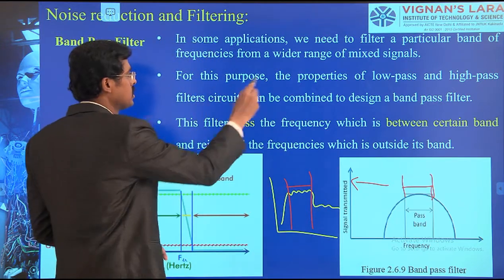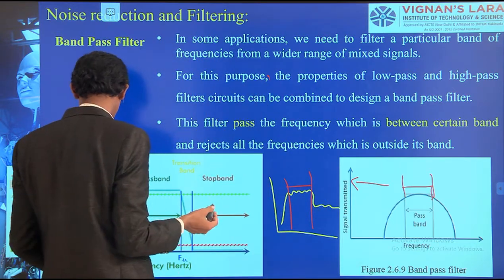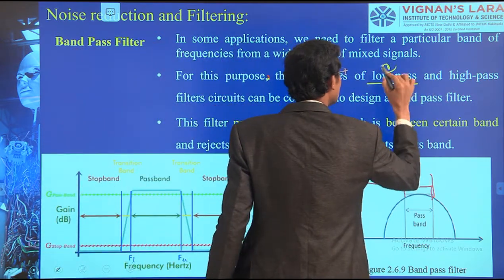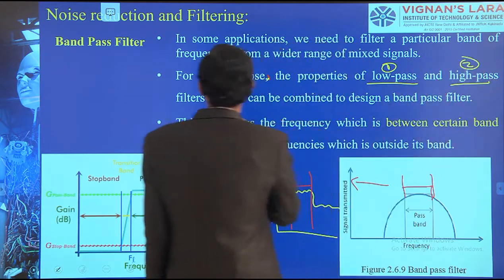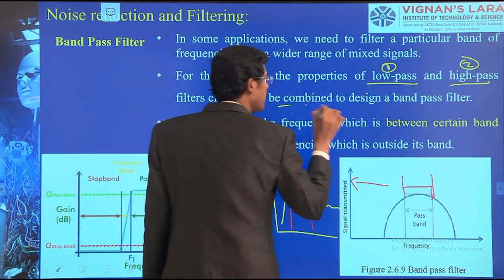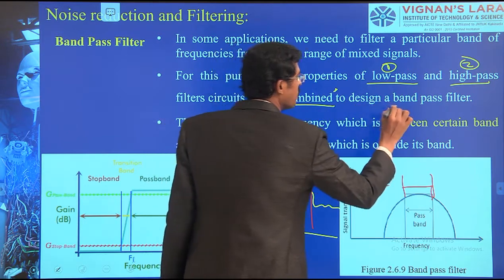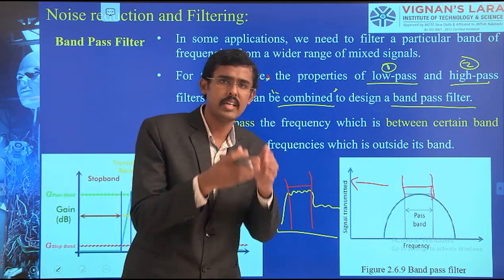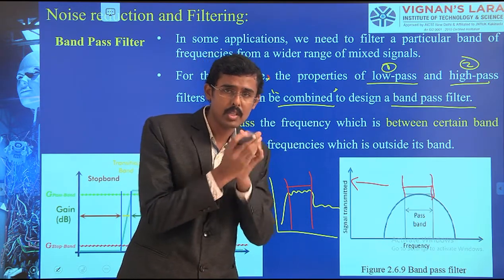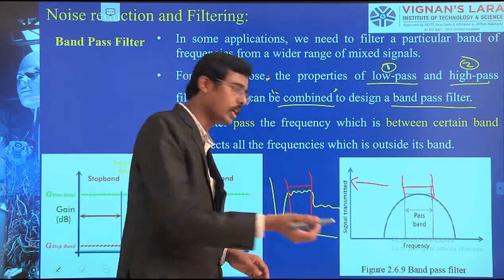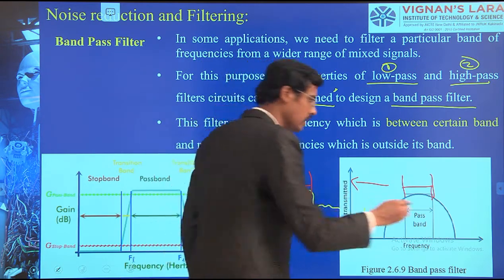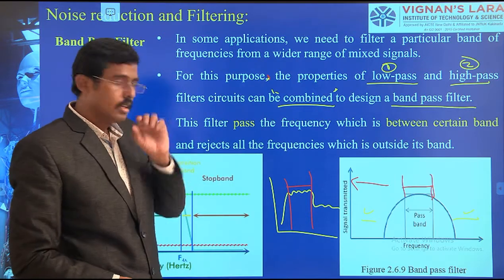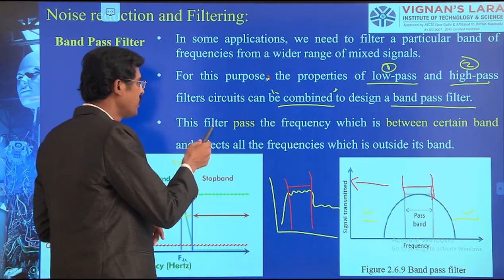For this purpose, the properties of low pass and high pass filter circuits can be combined to design the band pass filter. So I have taken the low pass, I have taken the high pass, I have combined them and I am utilizing them as a band pass filter. The center band I need. Before, the first one we used, then the second side we used. Now the center I am using.